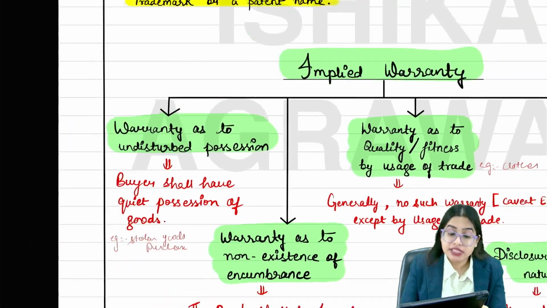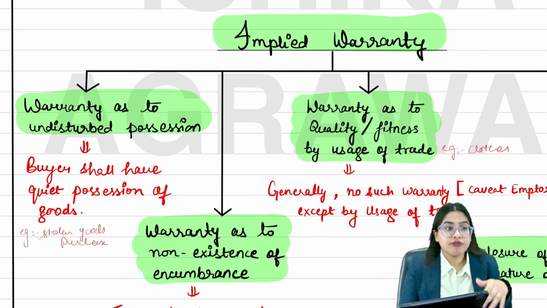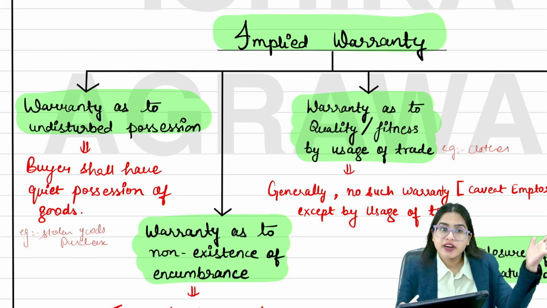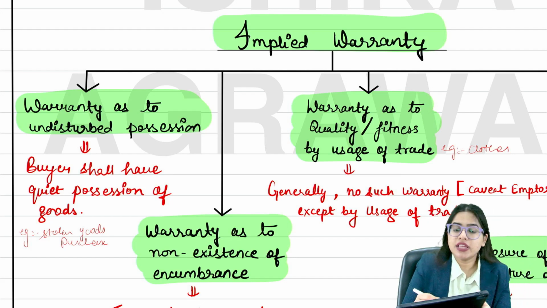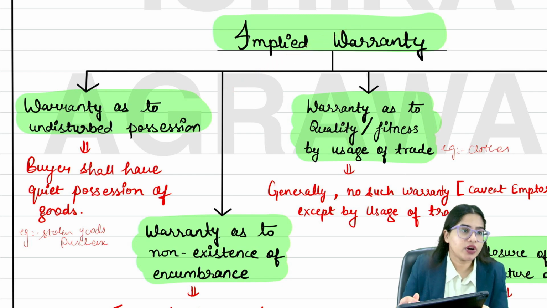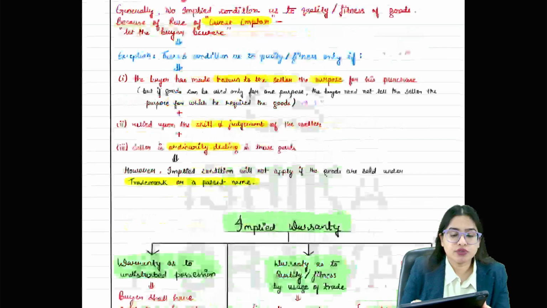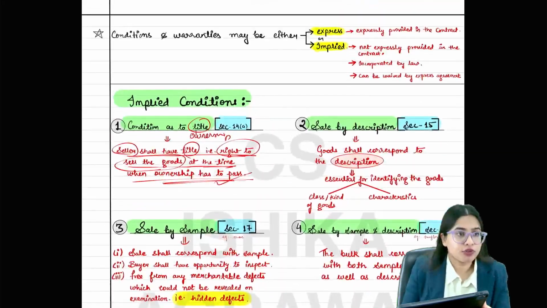Now, let's say it is stolen goods. For example, if it is stolen goods and the rightful owner took those goods back from me, then we will say that there is a breach of implied warranty, and I can claim compensation from Raju, the seller.